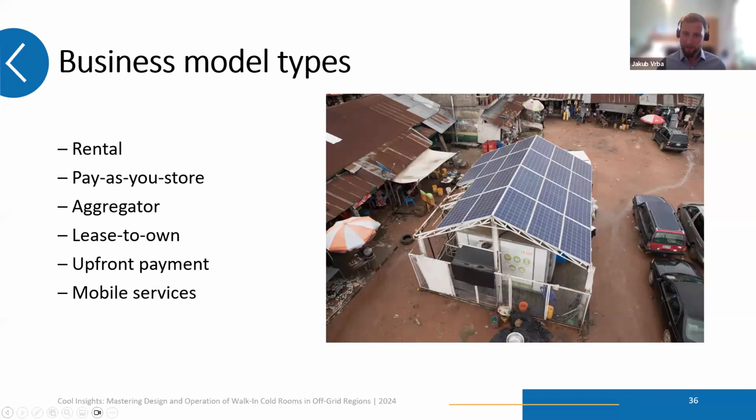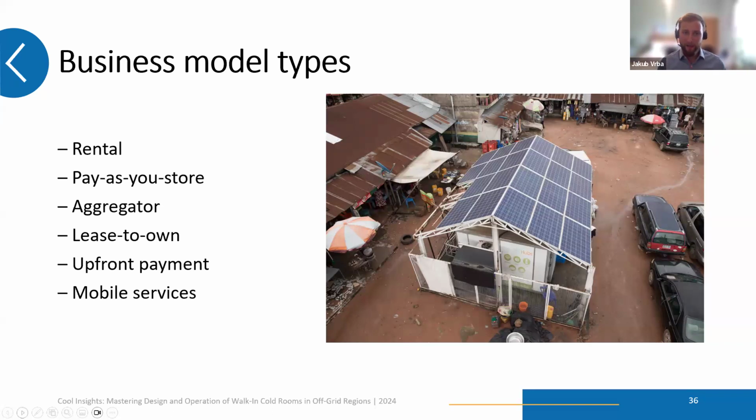But in this pay-as-you-store model, since the owner is incentivized to use up the space as much as possible, there is the risk that they would accept produce that actually shouldn't be stored together. So this needs to be avoided. We have a really good case study from Cold Hubs, showing how they have overcome these challenges and use the pay-as-you-store model in marketplaces in Nigeria.